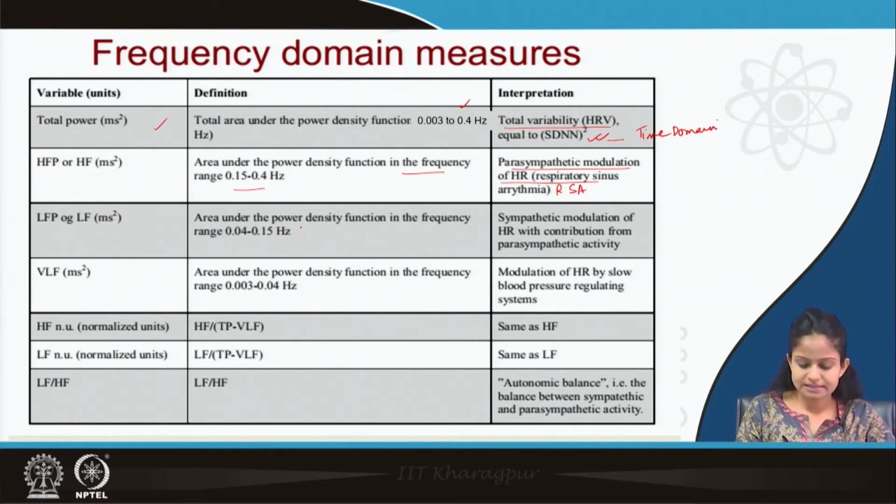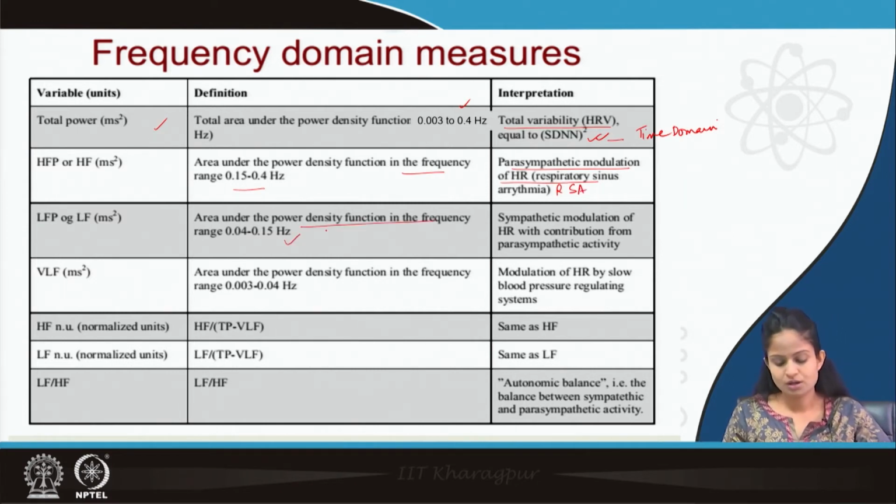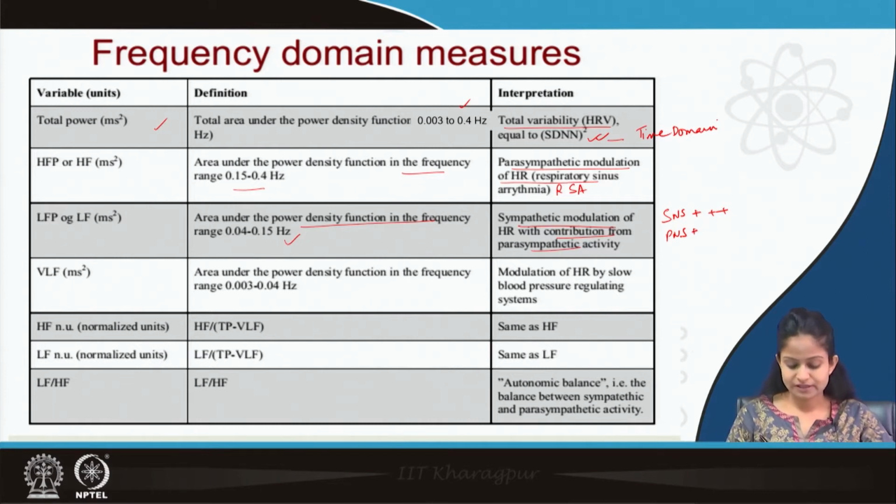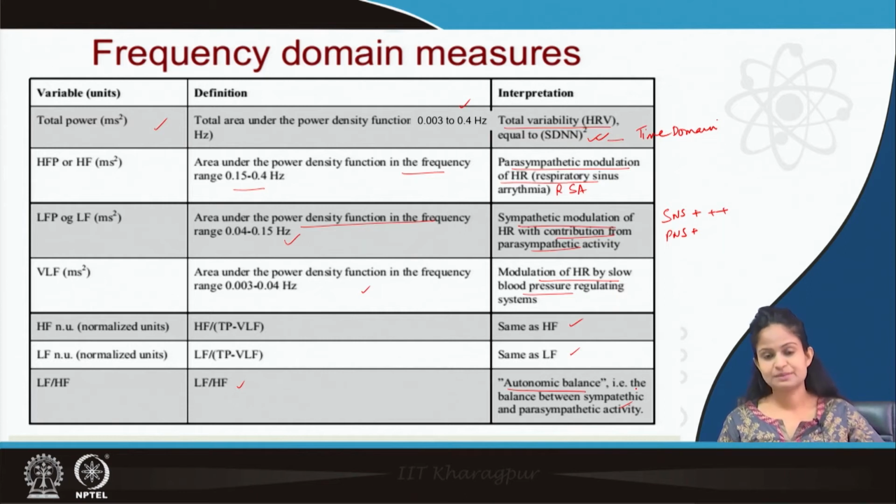Then we have the low frequency density, which lies between 0.04 to 0.15 Hertz. This is mainly because of the sympathetic modulation along with the contribution of parasympathetic activity. Sympathetic more, parasympathetic activity less. Very low frequency 0.003 to 0.04, this is mainly regulated by slow blood pressure oscillations, and the same HF and LF can be expressed in normalized units. The mechanisms or interpretations are the same. The LF-HF ratio is the autonomic or the sympathovagal balance, which is between the sympathetic and the parasympathetic activity in our body.